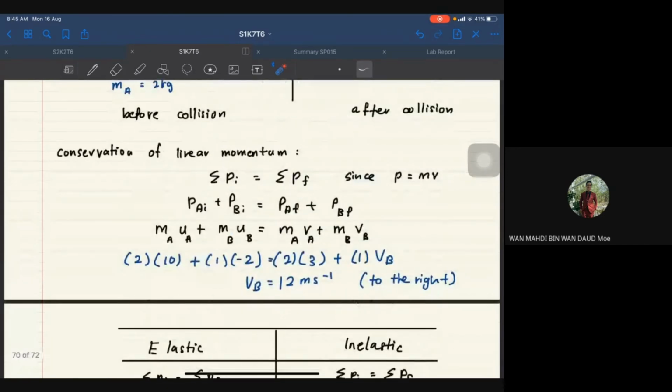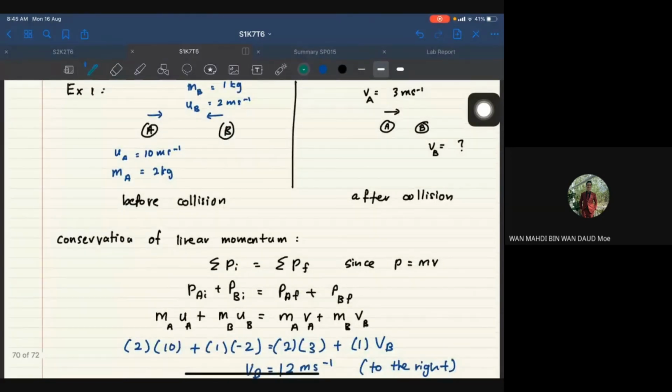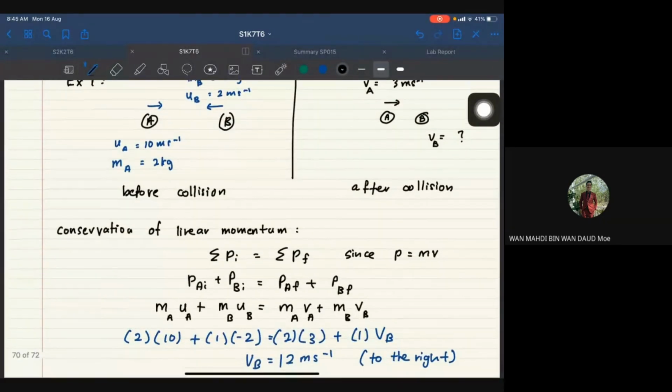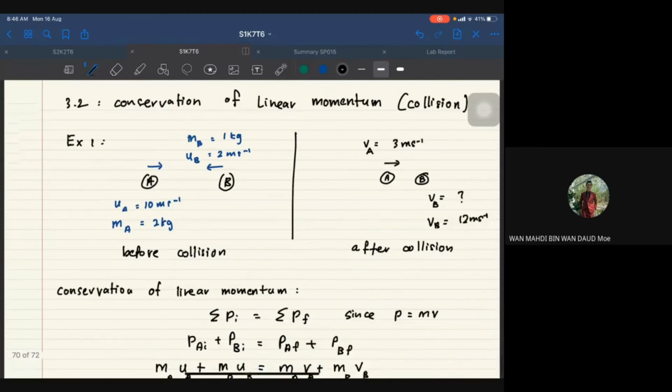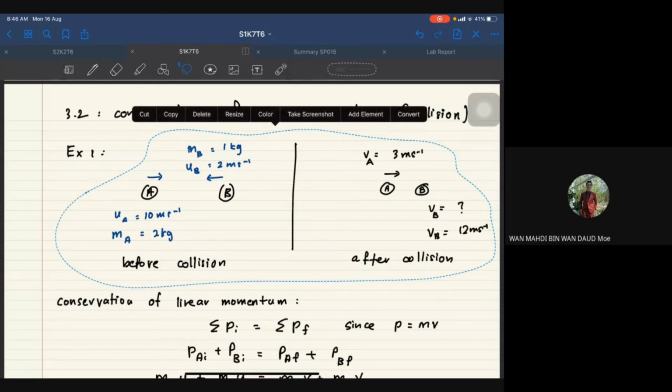Okay, now we want to check whether our collision, this one over here, is it elastic or inelastic? So biasanya the next question that we ask you determine whether the collision is elastic or inelastic. So I'm going to write down the VB that you got just now. Okay. And then copy everything because we want to determine whether this one elastic or not.